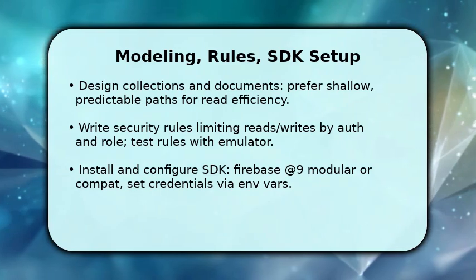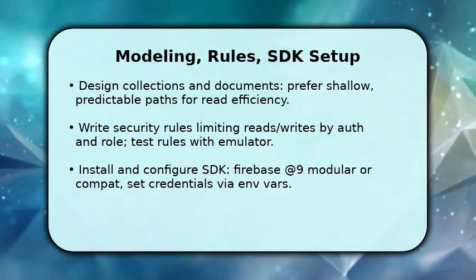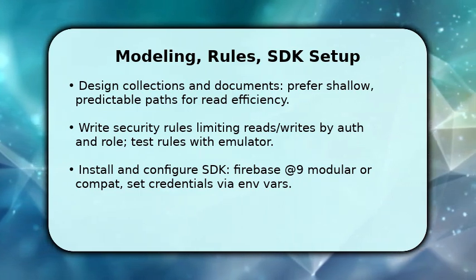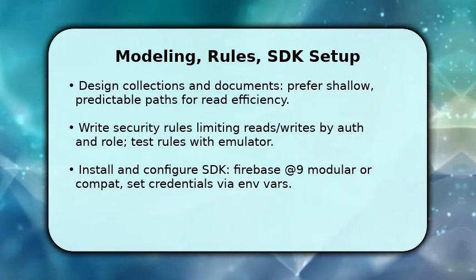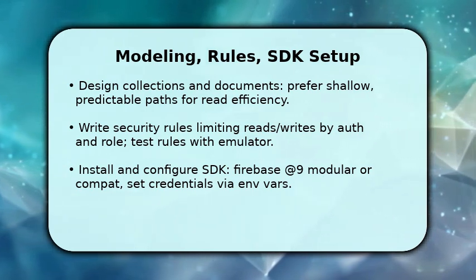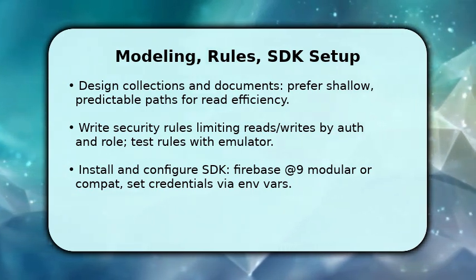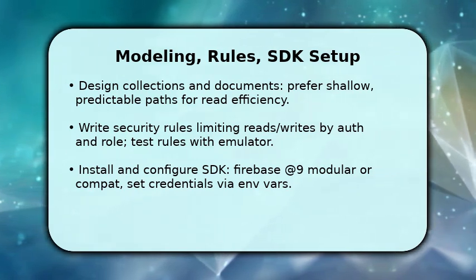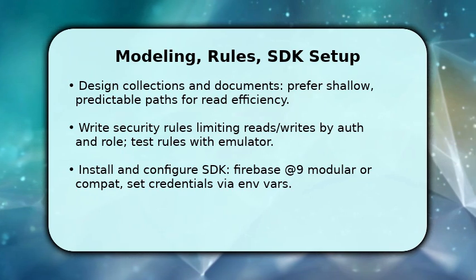Now you'll model data and configure access. This is the detailed middle work that prevents costly rewrites. Start by designing collections and document shapes for predictable queries, avoiding deep nesting to reduce read costs. Next, author security rules that check request.auth and custom claims, and then run the emulator to validate behavior locally.